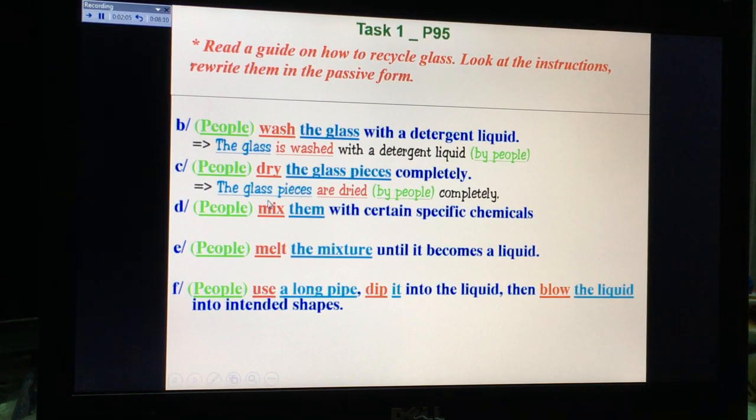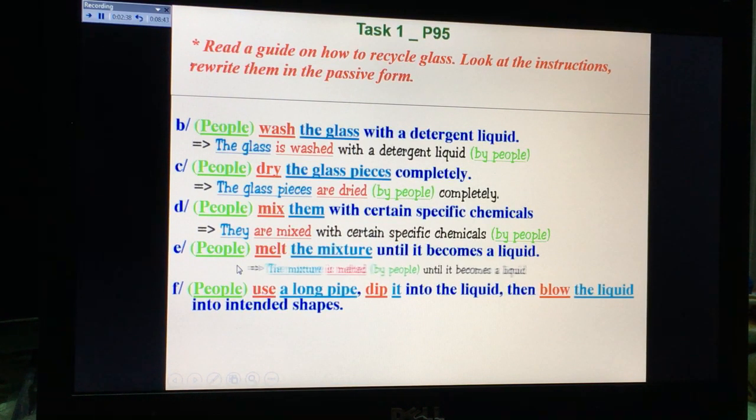Sentence C. The glass pieces are plural, so we use the verb to be are. So the verb dry is a regular verb, so we use V-ed. Now look at sentence D. They are mixed. So the subject they is plural, so we use to be are. And mixed is a regular verb, so we use V-ed. And sentence E. The mixture is melted. So mixture is a singular subject, so we use is. And melted is a regular verb, we use V-ed.